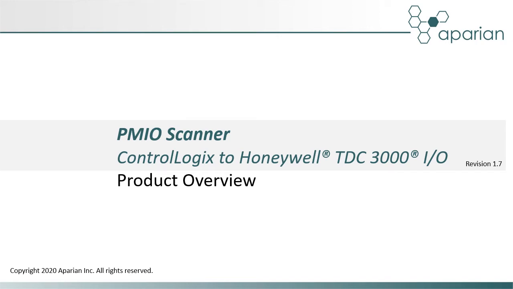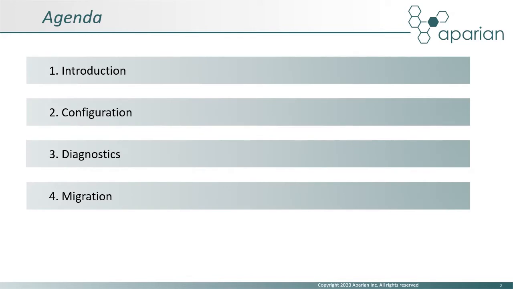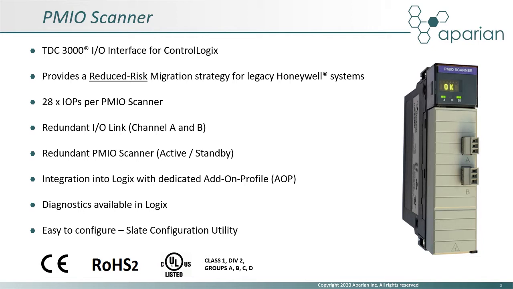This video provides an overview of the Aparian PMIO scanner providing ControlLogix integration with Honeywell's TDC 3000 DCS-IO. In this presentation, we will provide a brief introduction of the product, describe the configuration and available diagnostics, and discuss a typical migration strategy. The PMIO scanner allows a ControlLogix system to configure and control TDC 3000 IO processors.